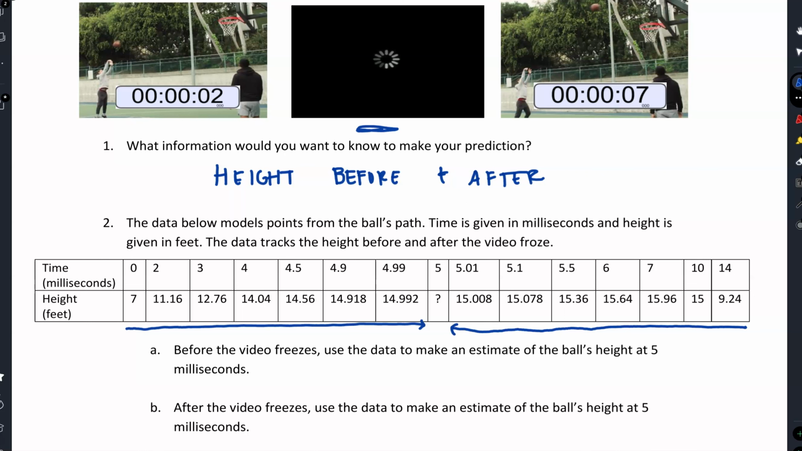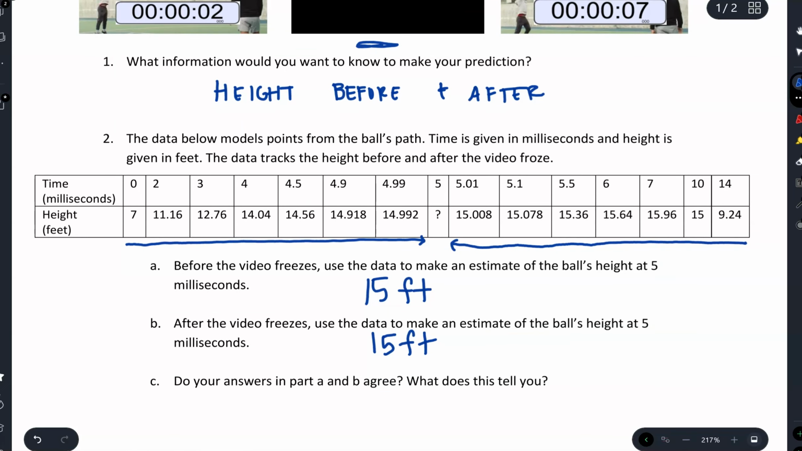Before the video freezes, use the data to make an estimate of the ball's height at 5 milliseconds. So what do you think? 15 feet. And after the video freezes, what do you think? It's also going to be what? I think I said 5, I meant 15, I'm sorry. 15 feet.